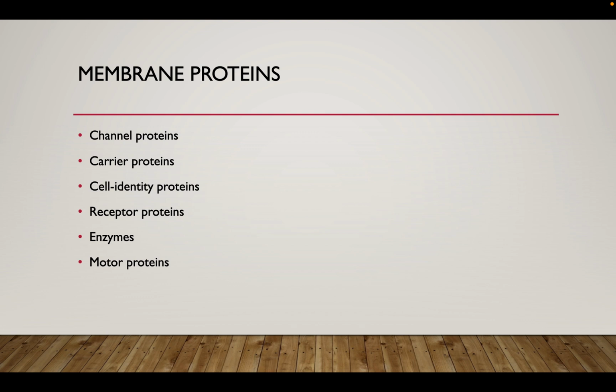So you have things like cell identity proteins that tell our immune system that that particular cell is self. It is a normal body cell. It is not foreign. You have receptor proteins that bind to different things called different ligands, which are different molecules that will result in a signaling cascade. You have enzymes, and you have motor proteins. And we'll talk about what all these different types are as we progress.